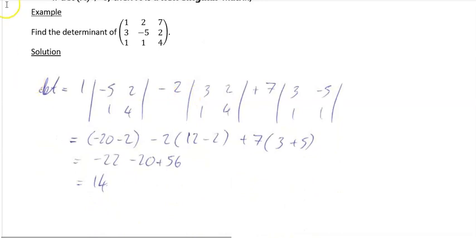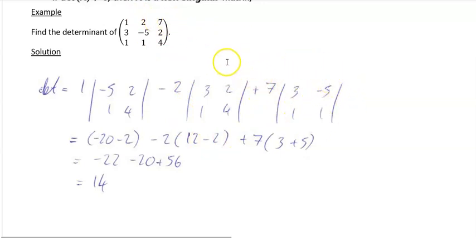Okay, we'll look at this example. Here we have to find the determinant of the matrix 1, 2, 7, 3, minus 5, 2, 1, 1, 4. So the first bit is dead easy. The first way I'd set this out, I'd say it's 1 times a 2 by 2 determinant, then minus 2, so that's minus this element here, another 2 by 2 determinant, and then plus 7, this element here, times another 2 by 2 determinant.